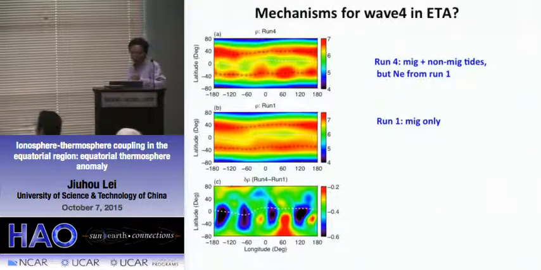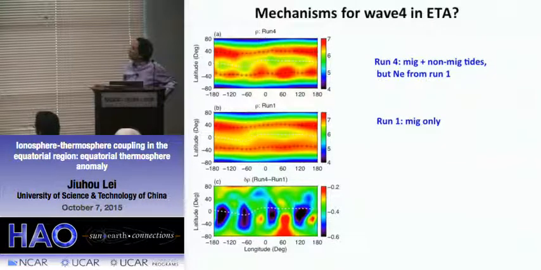So we go back to answer the question: during solar maximum, is this longitude variation due to ion neutral coupling, first through the electrodynamics causing the electron density change and then going back to change the neutral temperature and density? So we played a little bit of a game, and here you did another run with migrating and non-migrating tides. But we replaced the electron density from run 1 with the migrating-only one at each time step. That means the electron density has no longitude variation, with mainly wave number 1 and without wave number 4.